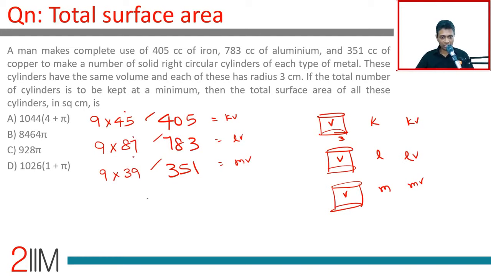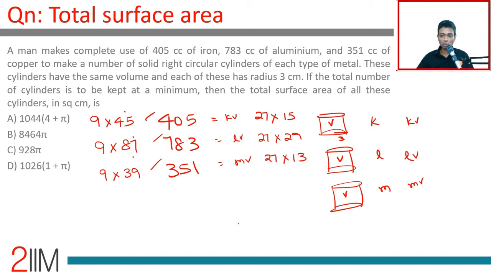45, 87, 39. Each of these is a multiple of 3 once again. So we can take a further 3 into this. So 405 can be written as 27 into 15. 783 could be 27 into 29. 351 would be 27 into 13. Brilliant. So HCF is 27. We've got this far. Right?